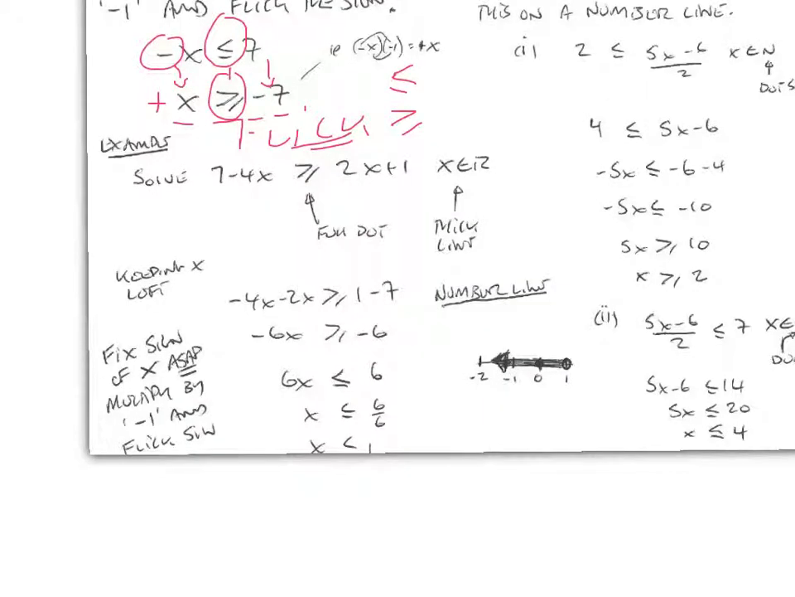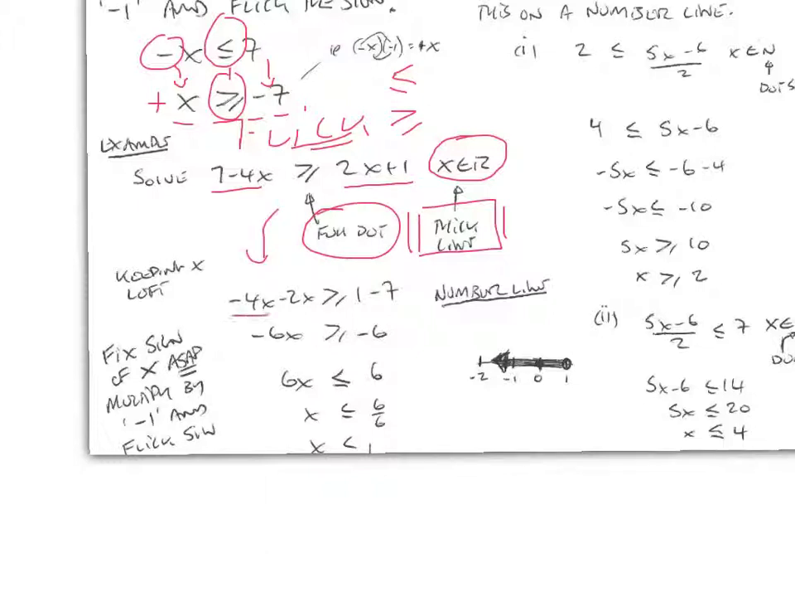So here's an example. Solve 7 minus 4x is greater than or equal to 2x plus 1. Now, we're told that x is an element of real numbers, so automatically our number line will have a thick line. And we have a greater than or equal to sign that signifies a full dot in the answer, rather than if it was just greater than, that would be an open dot. Okay. So let's keep x to the left here.